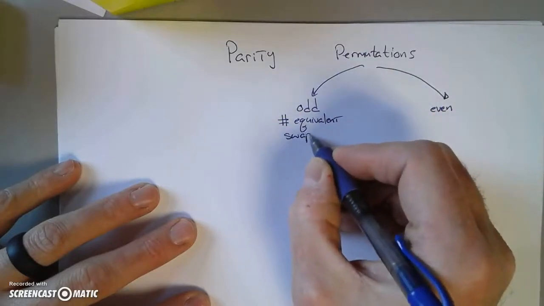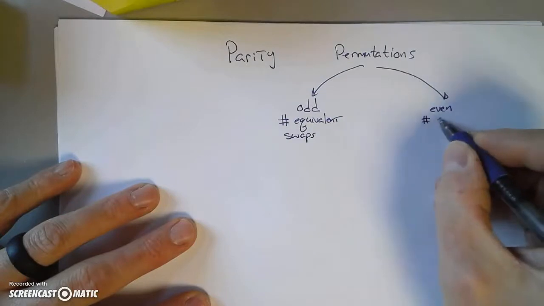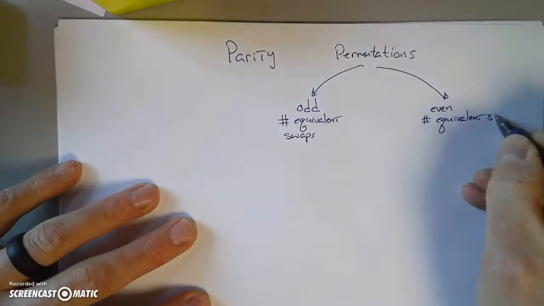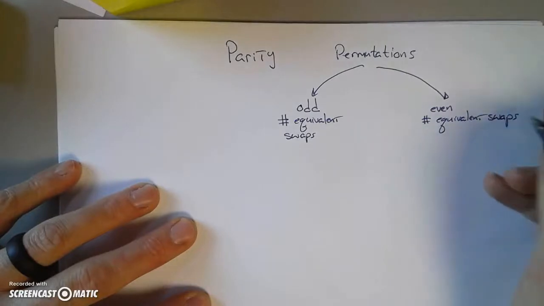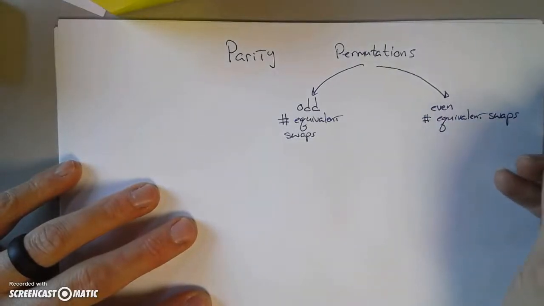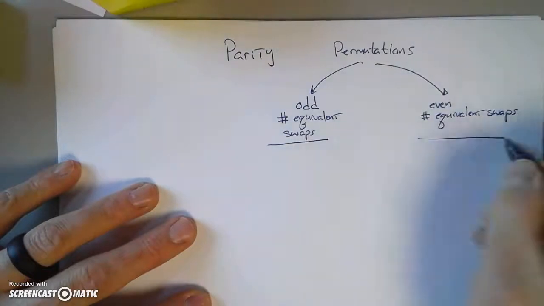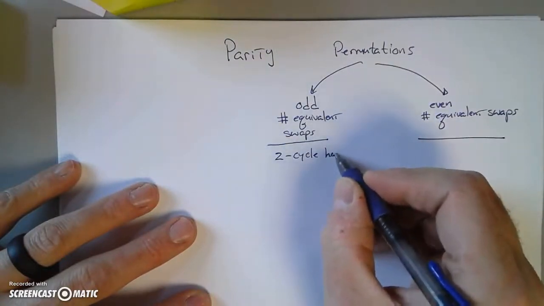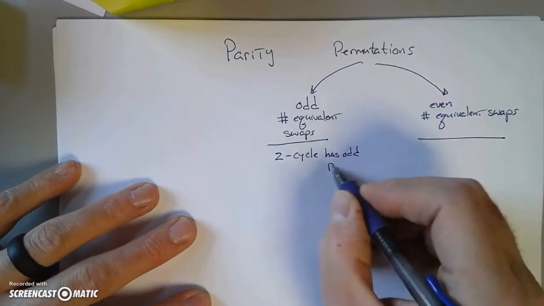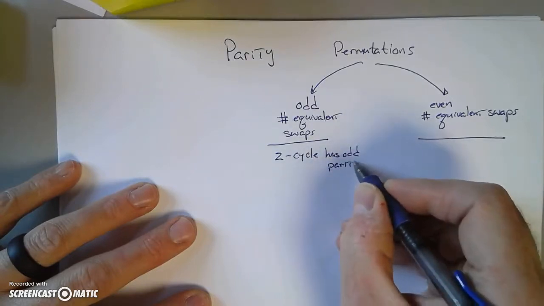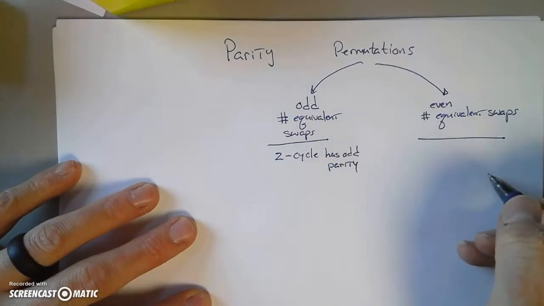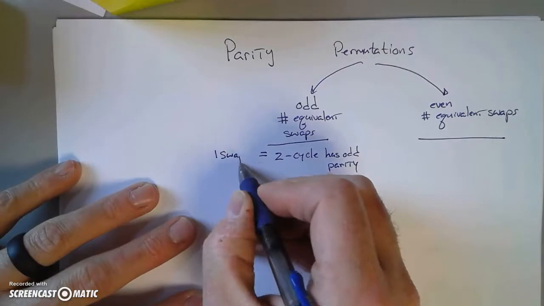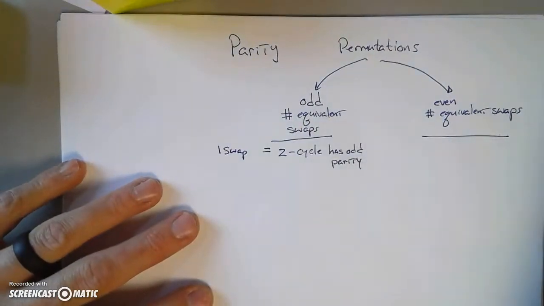And we'll talk about that. Number of equivalent swaps. So here's one simple example. A 2-cycle has odd parity because a 2-cycle is one swap. That's exactly what it is.